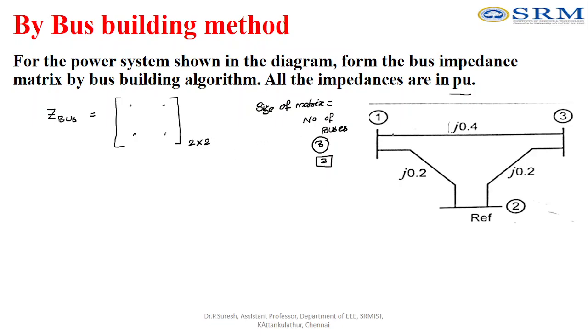But also, as we know, the transmission line is connected between buses. If you take this j0.4 impedance, it is connected between bus number 1 and 3. So here bus number 1 is called the start bus, and bus number 3 is called the end bus. Similarly, for this j0.2, the start bus is bus number 1 and the end bus is bus number 2. And similarly for this 0.2, the starting bus is 3 and the end bus is 2.